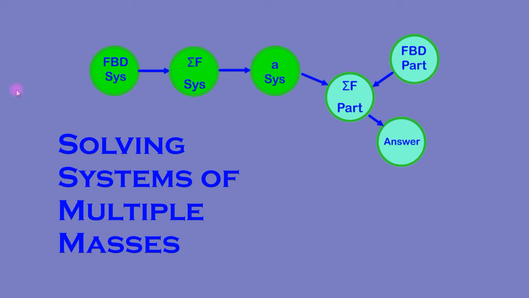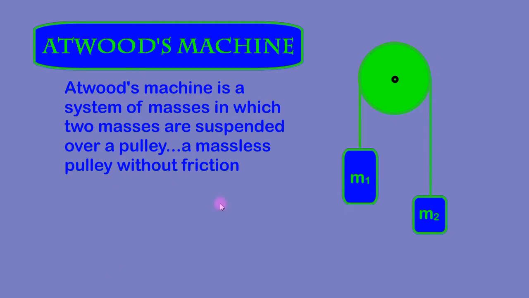Now, the next type of multi-body system we're going to look at is the Atwood's machine. The Atwood machine is a very simple type of machine. It's just a pulley with a rope suspended over it with two masses attached to either side of the rope. The ropes, for our purposes, are massless, and the pulley is frictionless and massless as well. So really, the ropes and the pulley play no role in the motion of these two masses. This is a simple Atwood's machine.